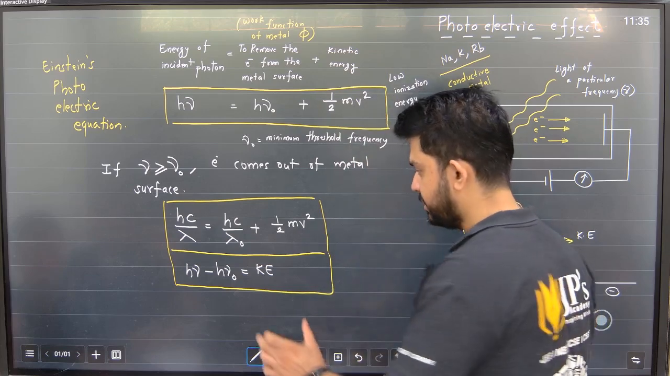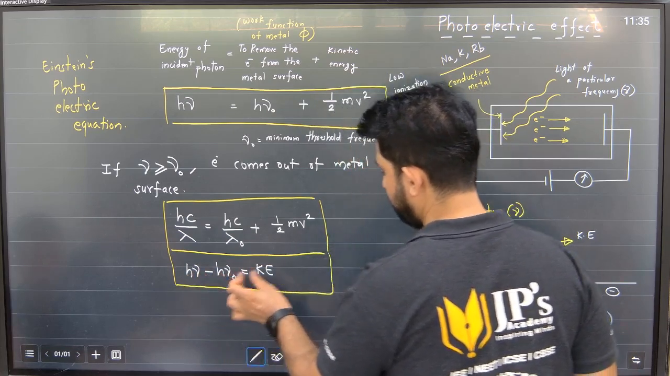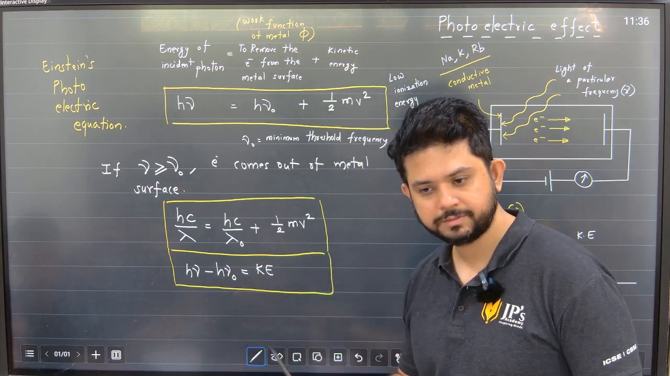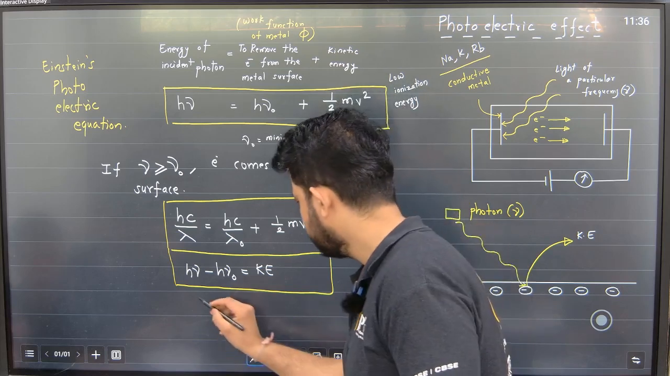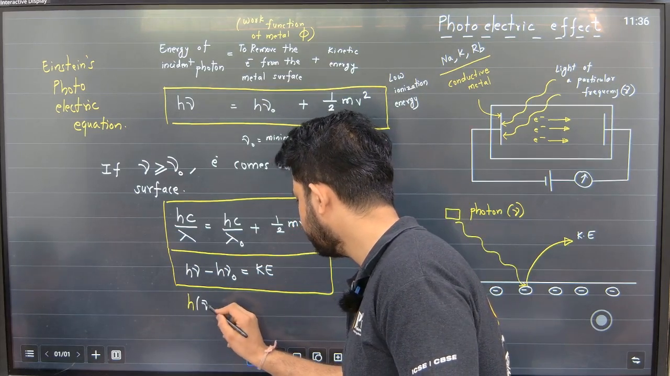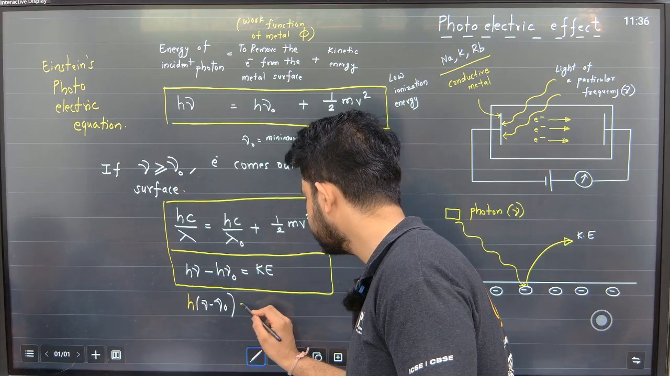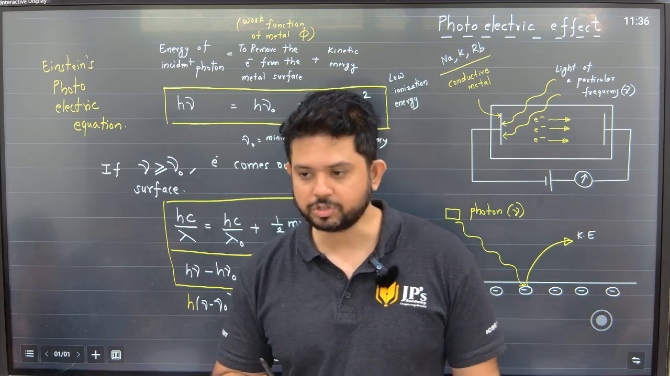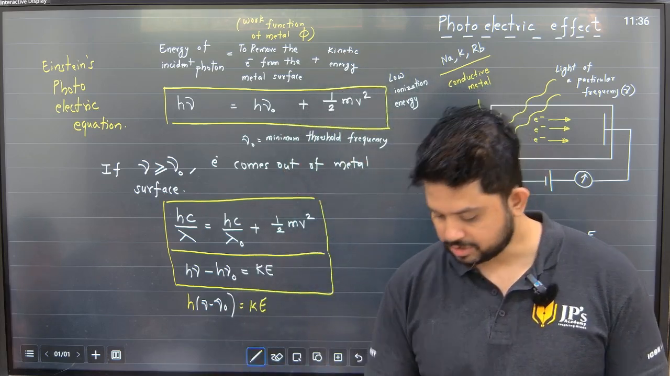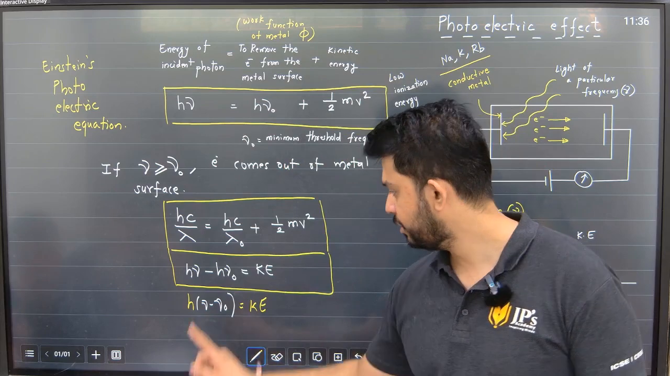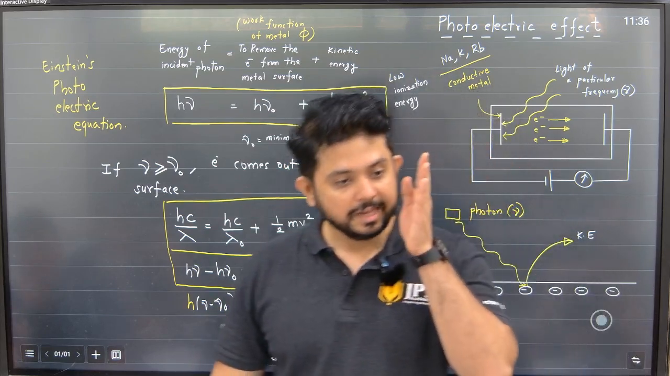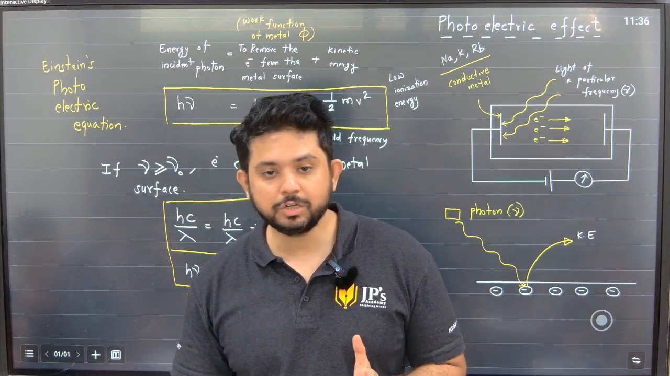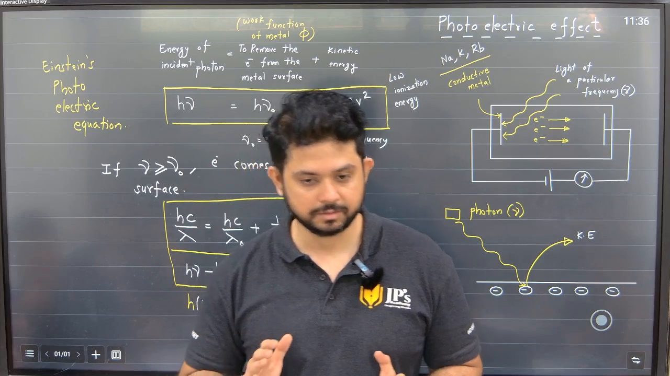Now I want you to observe this equation. Nu minus nu naught is kinetic energy. I can take something common over here, h. So if h is common, what am I left with? h times nu minus nu naught. h is a constant. Which constant is h? Planck's constant. Nu is frequency. This tells me that the kinetic energy of the electron is directly proportional to frequency.